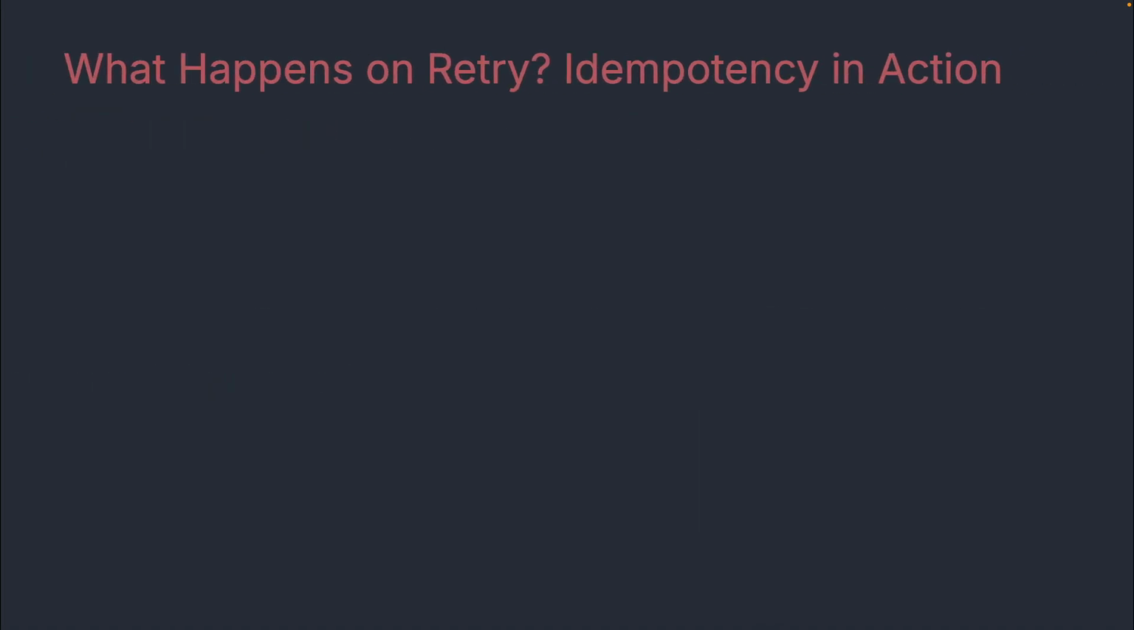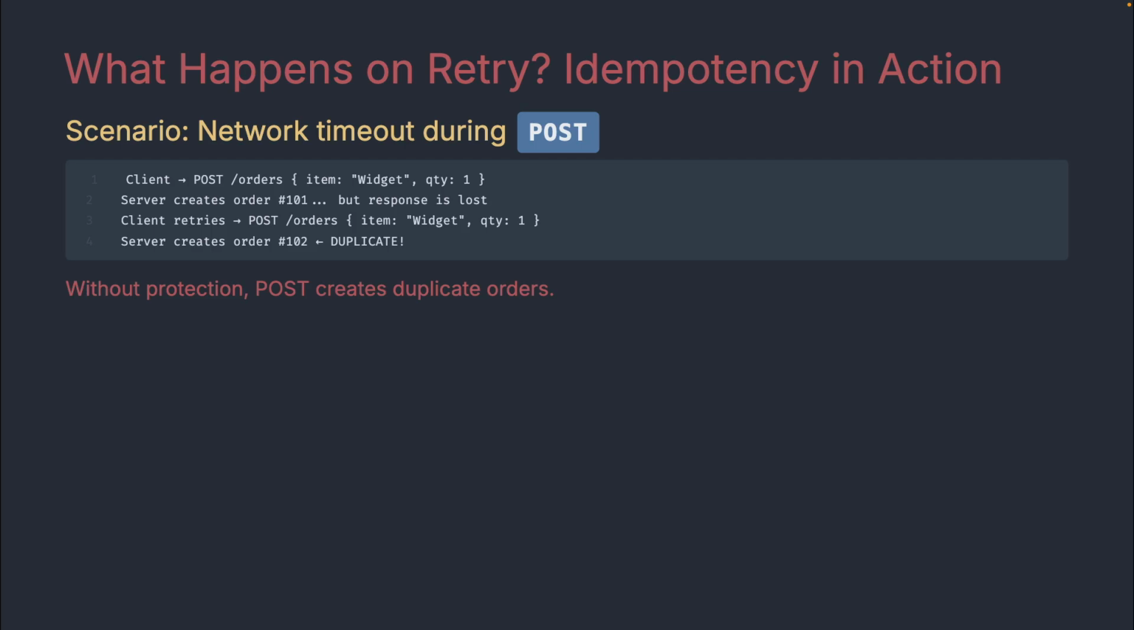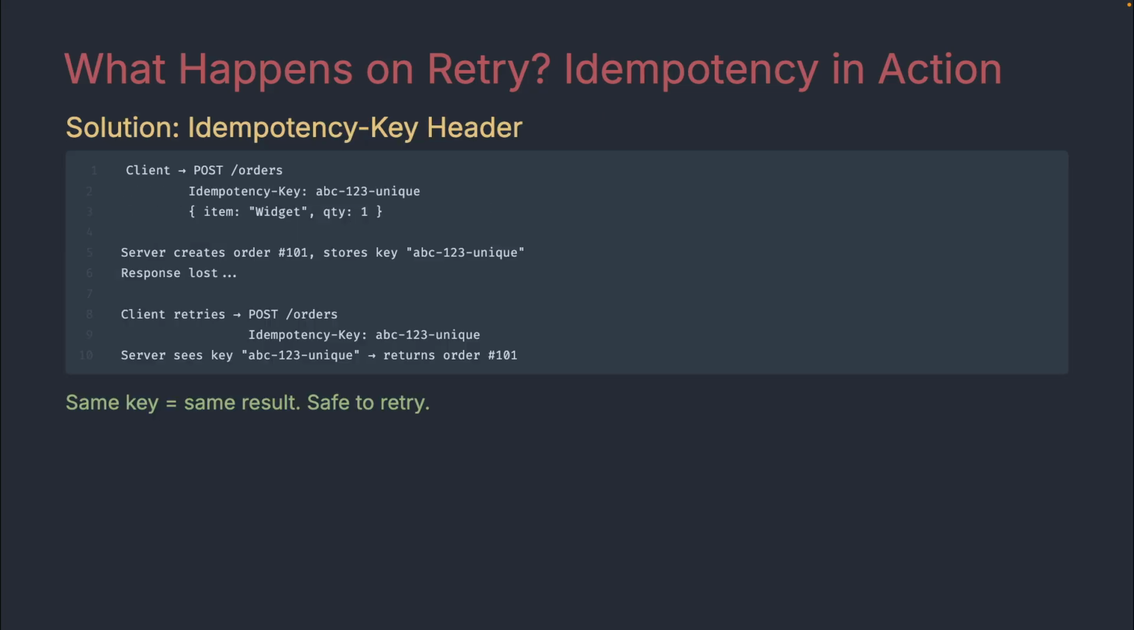So what happens when you retry? They say that you have a network timeout. That's what I was saying before. Without protection, POST creates duplicate orders. So they say that you send a POST to orders, and the service creates order 101, but the response is lost. The client will say, "Well, let me try it again," and now we have a duplicate order. That's why we need to keep it safe, right?